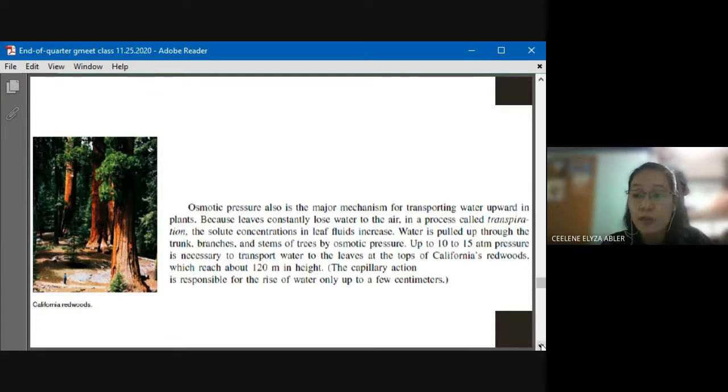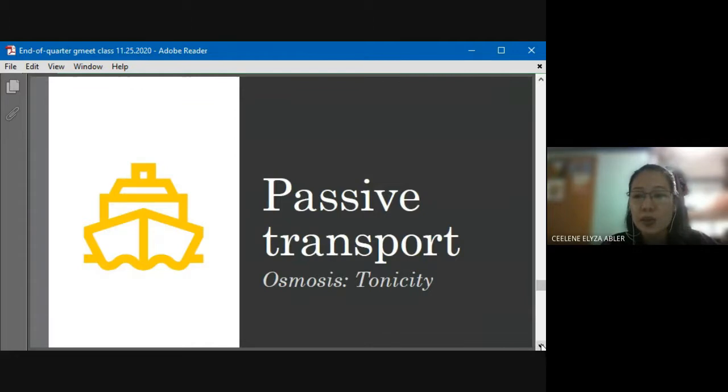So they can move water up kahit gaano nakataangkad ang plant. So I'll be showing you that in detail sa quarter 4 natin sa nutrition ng ating plants. Meron kasi tayong special na lecture for plants nutrition. Okay? So let's go to passive transport ng osmosis. So this time we will be describing tonicity. So commonly, ito yung pinaka maraming misconceptions among biology ng mga students.